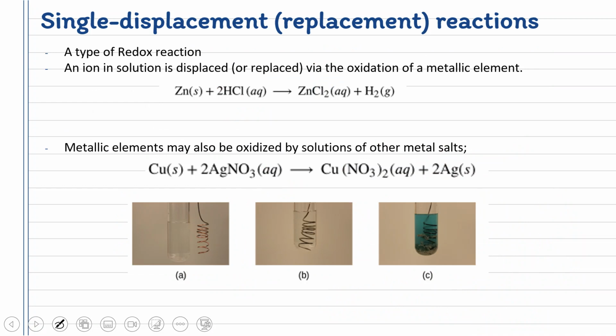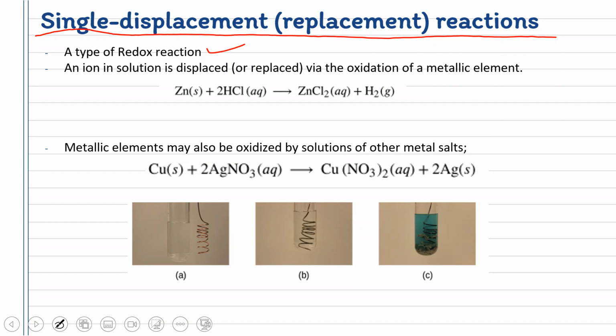So we want to move to the next thing. We're looking at single displacement, or what we call replacement reactions. One of the first things you want to take note of is that this type of reaction is an example of a redox reaction, which we're trying to look at. So an example of a redox reaction is a single displacement reaction.